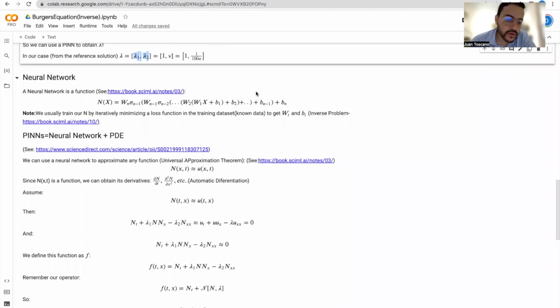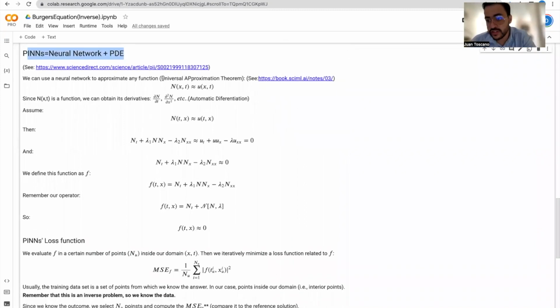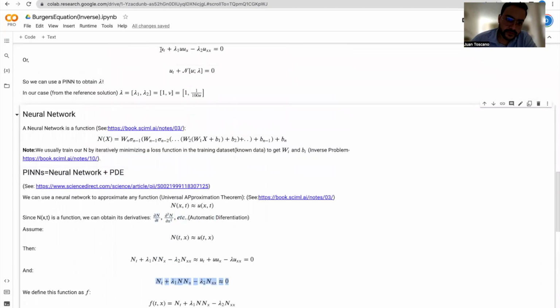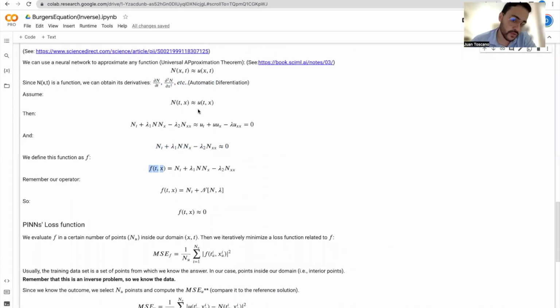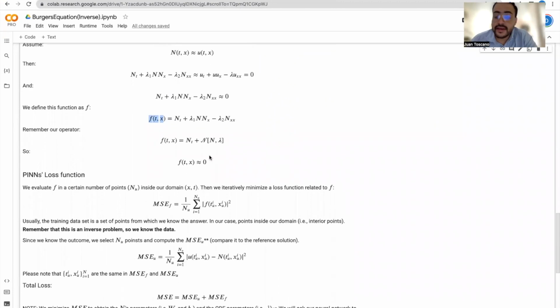Under what conditions? Let's recall that a physics-informed neural network is a neural network that follows the rules set by a partial differential equation. Remember, we ask our neural network to approximate the solution of a partial differential equation. Since our neural network is a function, we can obtain its derivatives. We can arrange those derivatives to follow the structure of the partial differential equation. We can call this arrangement F. And if our neural network approximates the solution of our partial differential equation well, then F should be pretty close to 0. And that is the condition that we will try to enforce during the training process.